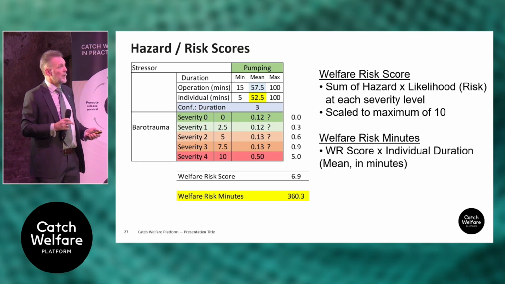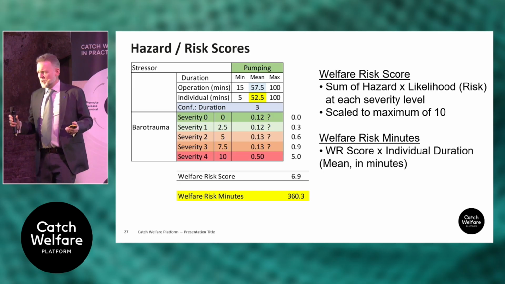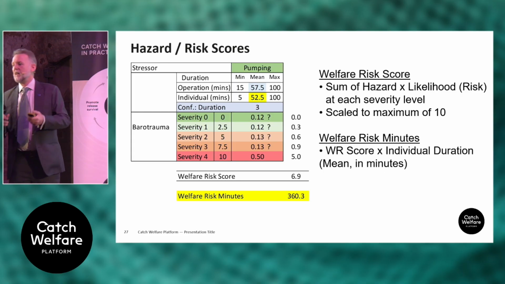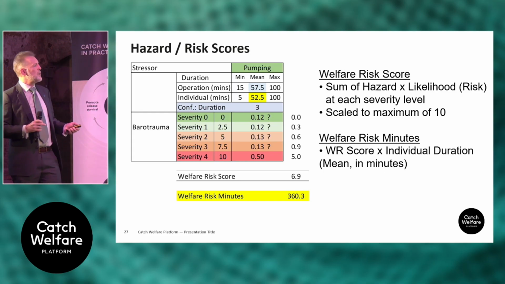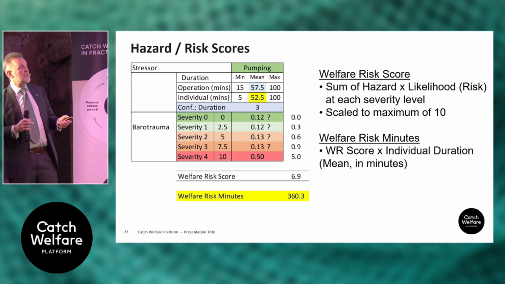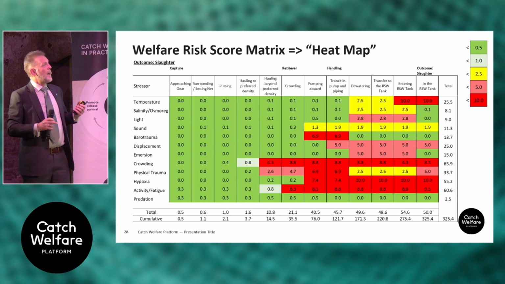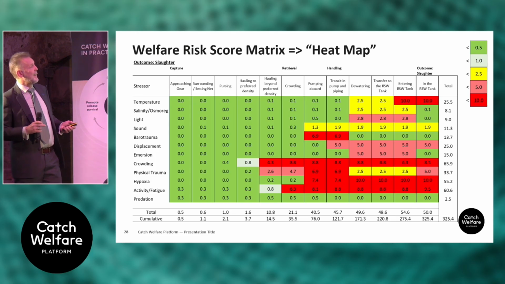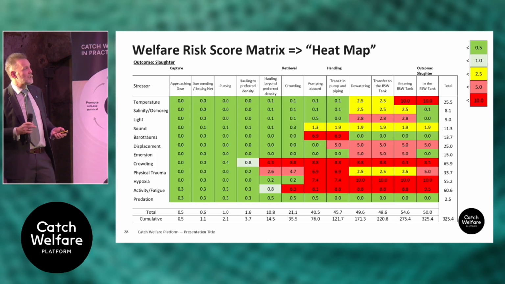What we can also do, we know that with different durations of operations, the longer the animal is exposed to a particular stressor, the more likely it's going to be impacted. So we should factor that in. So we can come up with another measure, which is welfare risk minutes. So we've got welfare risk score, which is just hazard times likelihood, and we've got welfare risk minutes. So this is what it produces. We've called it a heat map. It's a little chaotic looking like this, but you can see there's definitely areas of concern.